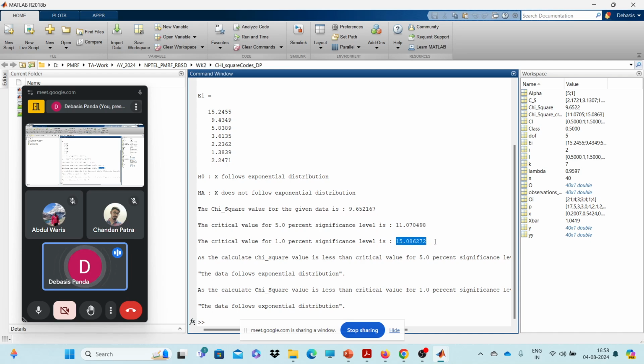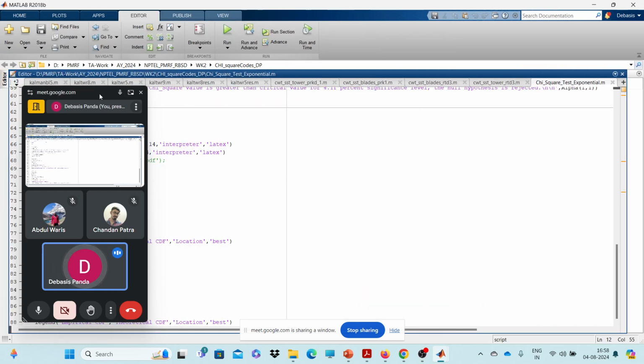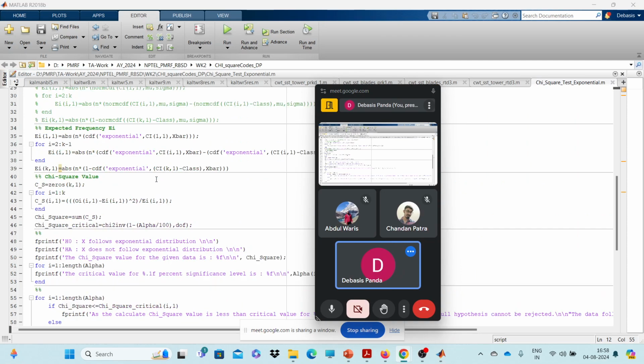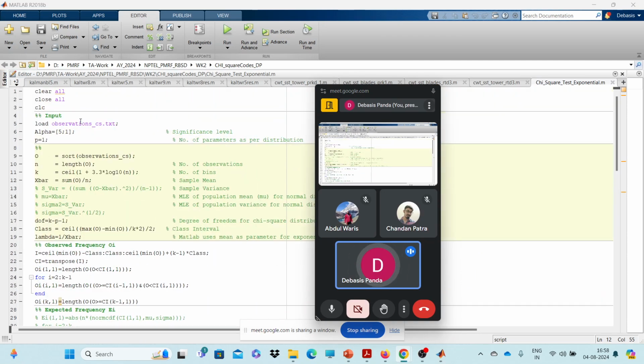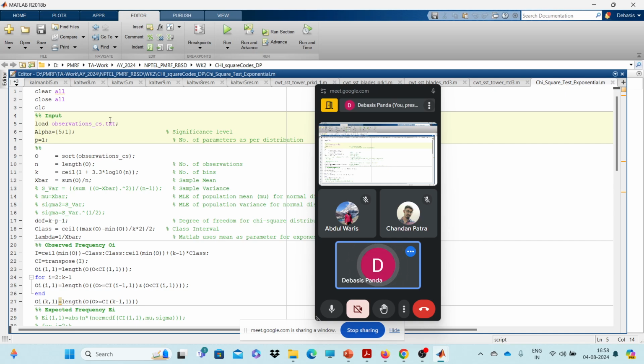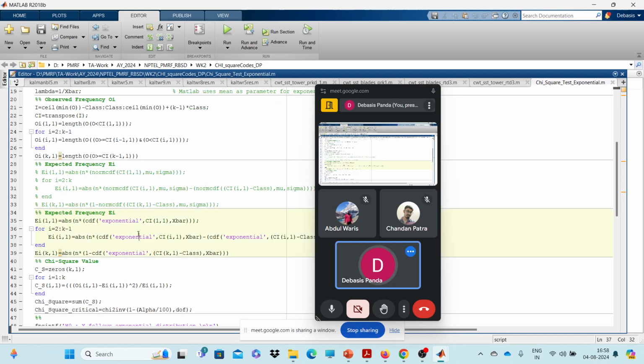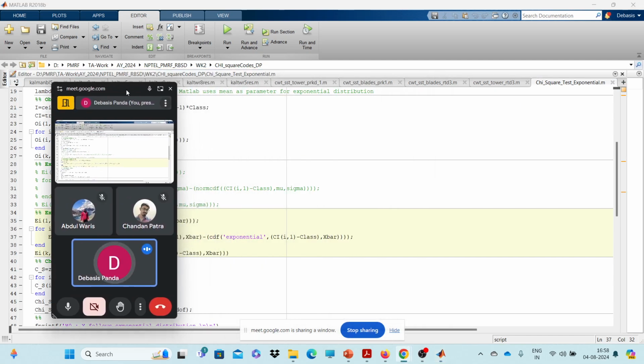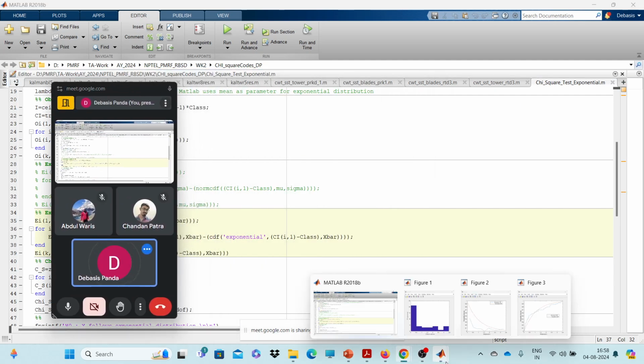You have already seen this from the chi-square table; MATLAB also has an inbuilt function to calculate the chi-square value. For both cases, the data follows the exponential distribution. Clear? You can also do this for the normal distribution. For the normal distribution, what do you need to do? You need to change your observation data, and change the exponential to normal. In this way, you can easily perform the test.